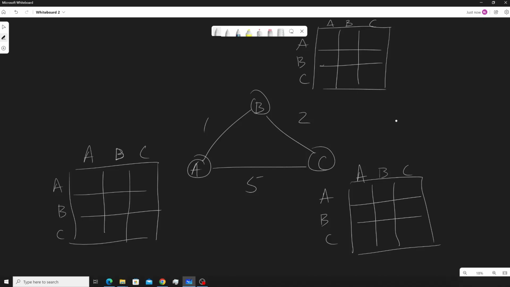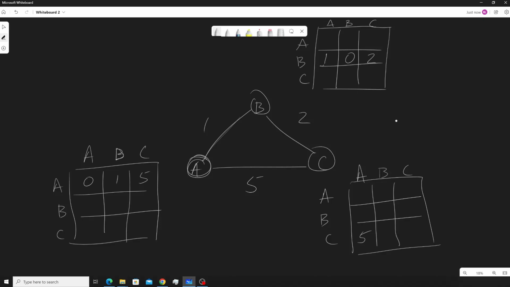Okay, and so A can get to B with a cost of 1. Can get to C with a cost of 5, and it costs nothing to get to itself. B can get to A with a cost of 1. It can get to C with a cost of 2, and it costs nothing to get to itself. And C can get to A with a cost of 5, and get to B with a cost of 2, and it gets to itself for 0. So these are all just the direct edges.